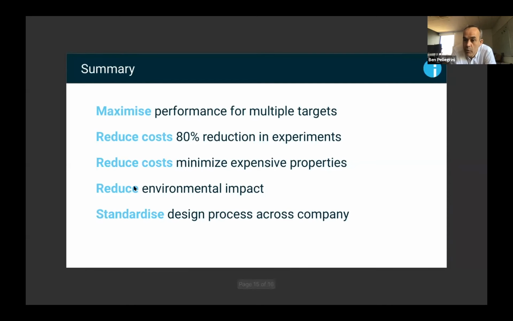So in summary, I hope this gives you an idea of how we at Intelligence are using machine learning to deliver real world value. And more importantly, how machine learning is enabling the next generation of materials, chemicals, and drugs to be designed faster, cheaper, and cleaner than ever before.